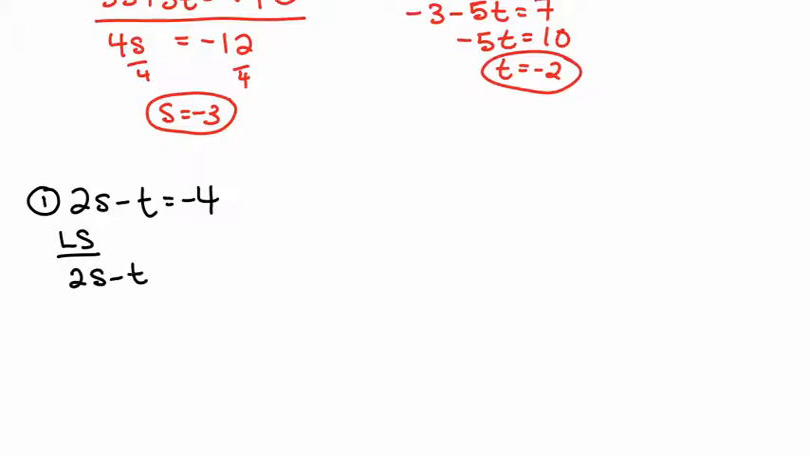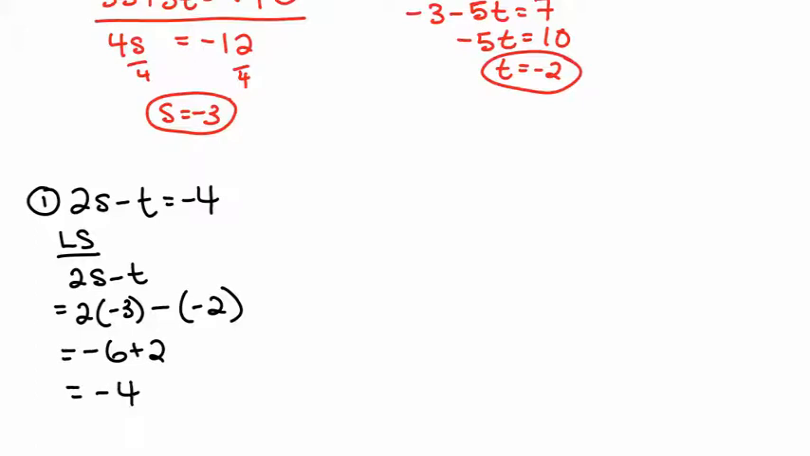2s minus t. I'm going to sub those in. So 2 times negative 3 minus negative 2. So I just subbed in s and t. So I got negative 6 plus 2 equals negative 4. And then if I look at the right side of my equation, it is negative 4. So cool, I just proved by subbing in s and t that it holds true for equation 1. So it should be good.